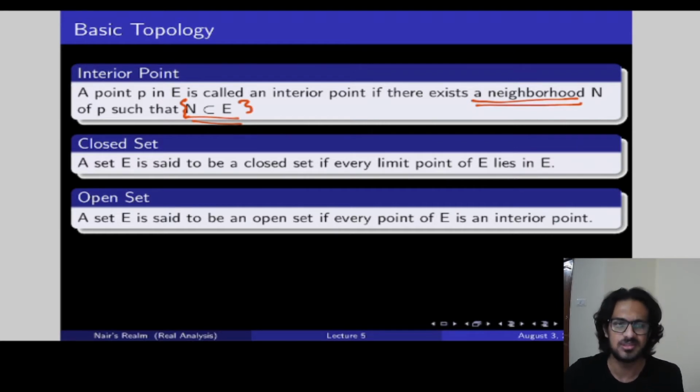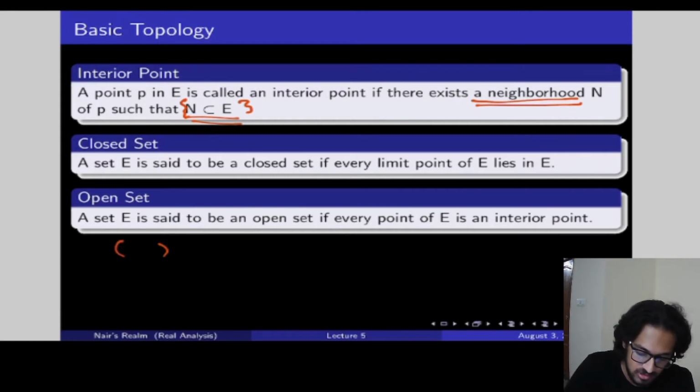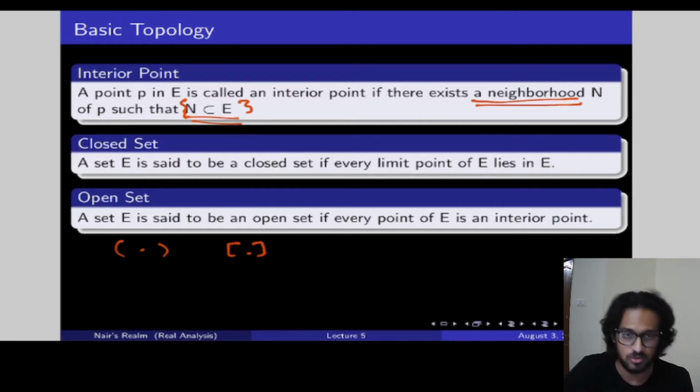Again, we'll discuss this as we go on. So now how do we define a closed set and an open set? In school, we were taught that if you use these brackets, it's an open set, and if you use these brackets, it's a closed set. Now, is that necessarily true? Is that always true? These are a lot of questions that we will answer and make clear in this video.